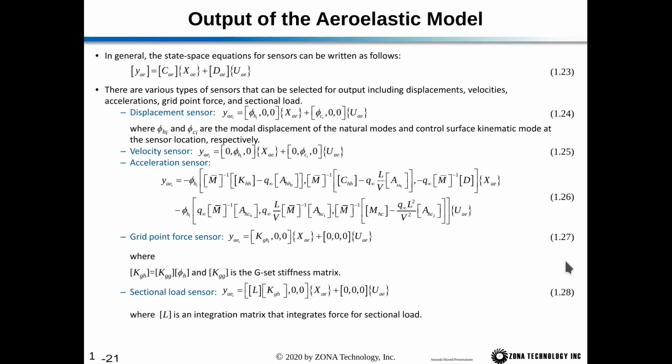Next, we have the grid point force sensor, which is just kgh times c. So kgh is kgg times phi, and kgg is the g-set stiffness matrix. So in this particular instance, this kgh must be imported into ZAERO because usually it's not available. And then next, the sectional load sensor. We have L, which is an integration matrix. So L times kgh gives us the integrated force over some component, which is our sectional load.